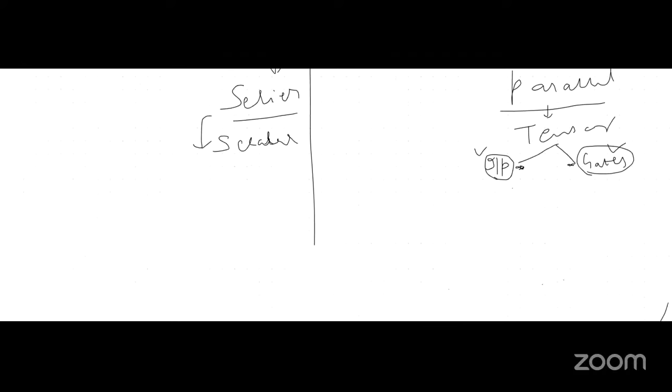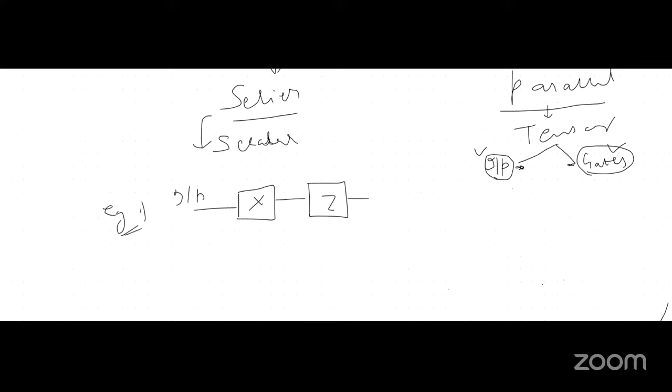For example, suppose in the series there is an X gate, then in a series arrangement we take a Z gate. This is example one. Suppose we take the two gates in series, then this is the input, this is the output, right? So from the input state to the output, the pipeline will be like this.